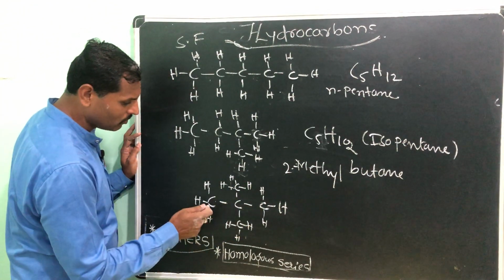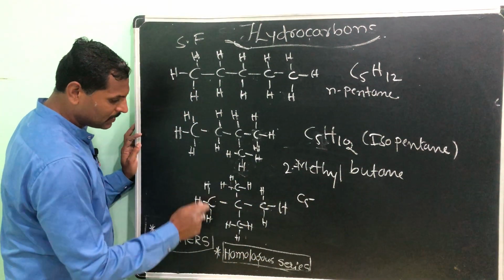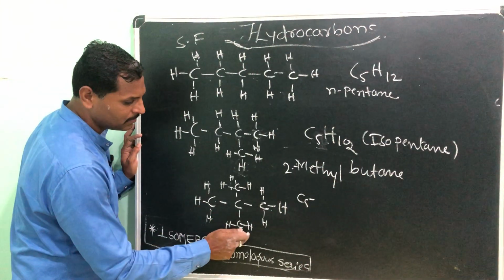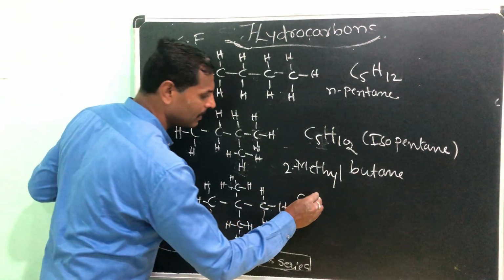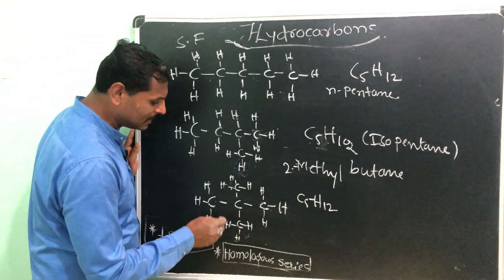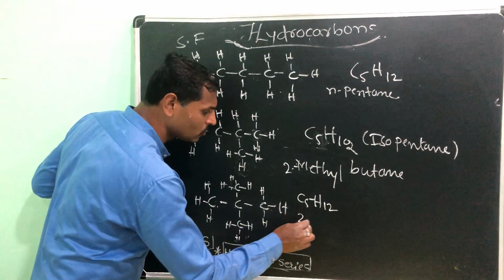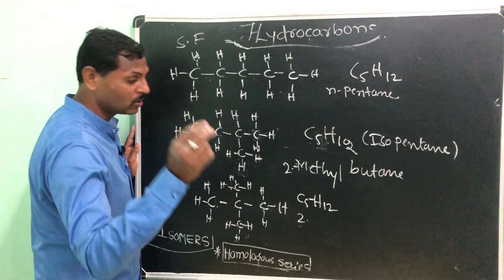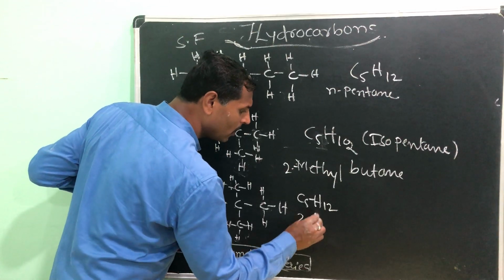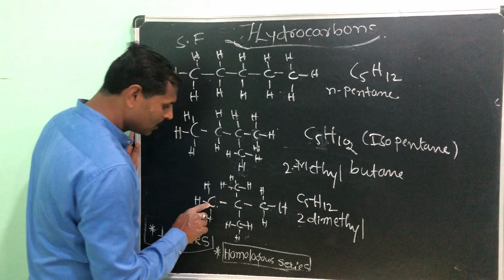Okay, here you can count 1, 2, 3, 4 and 5. C5: 3 plus 3 is 6, 6 plus 3 is 9, plus 3 is 12, right? So here you can name like this: 1, 2, 3. From here also you can count 1, 2, 3, that means 2. How many methyl groups are there? 2 methyl groups, 2-dimethyl in a straight chain.